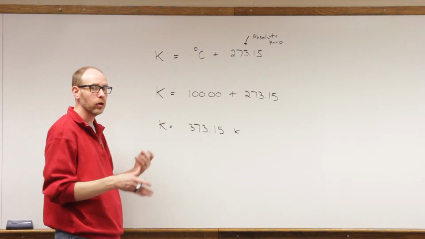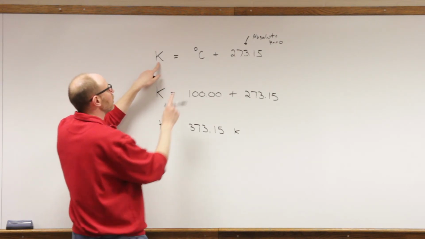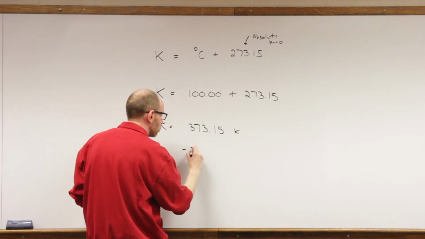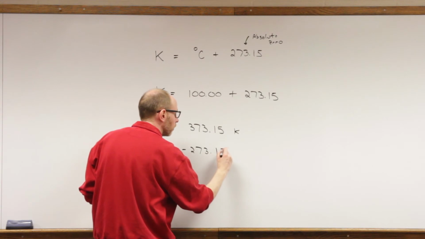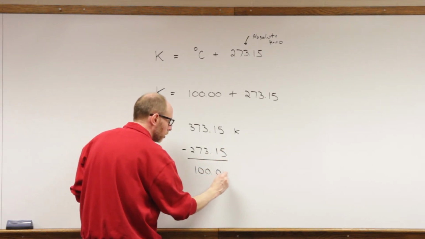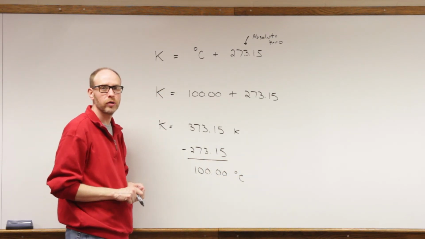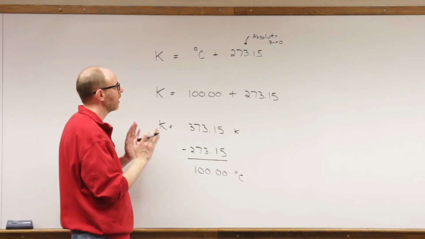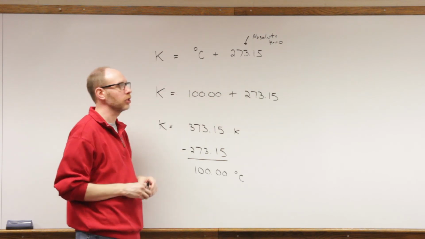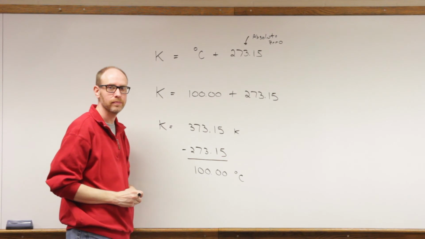Now, if we wanted to go backward and convert to the temperature in Celsius, we would just take the Kelvin and subtract 273.15. So if we subtract 273.15 from that, we end up with our 100 degrees C. So going back and forth between these two temperature units is just as simple as being able to add or subtract 273.15 from the temperature, whether it be Kelvin or Celsius.